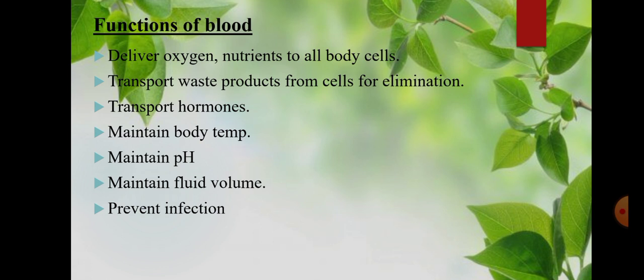It is to transport oxygen and nutrients to all body cells. Second one is it will transport all the waste products from cells for elimination. We are not knowing all this, it is already happening in our body. Understood? So it is the blood that transports waste products from cells for elimination.